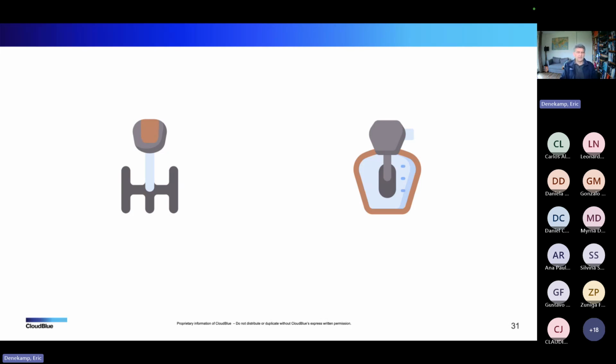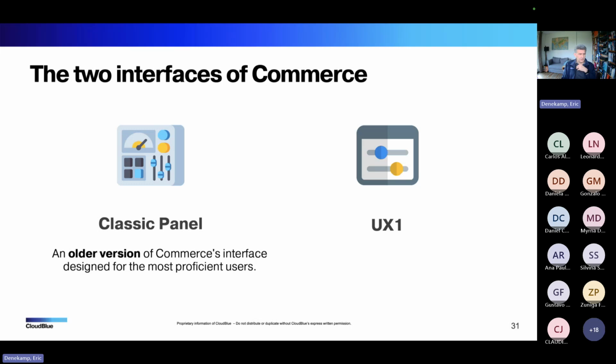I don't think so. And we have the same thing in commerce, because in Cloud WooCommerce, we have a classic panel and we've got something we call UX1. The classic panel is referred to as an older version of the commerce interface designed for the most proficient users. So those are the most expert users. And then we've got UX1, which is a more modern interface for the most regular commerce users.